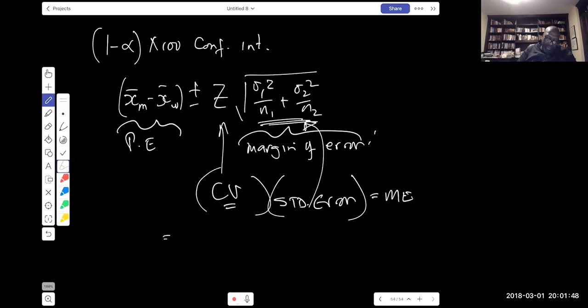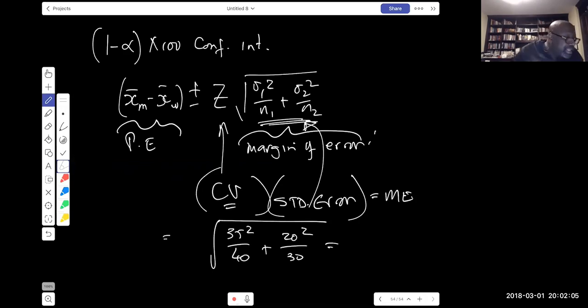the values that we had before. We were told 35 and 20. So 35 squared over, I believe it was 40 males, plus 20 squared over 30 females, and take the square root of that. That will give us our standard error. And the answer to that is 17.08. Right?